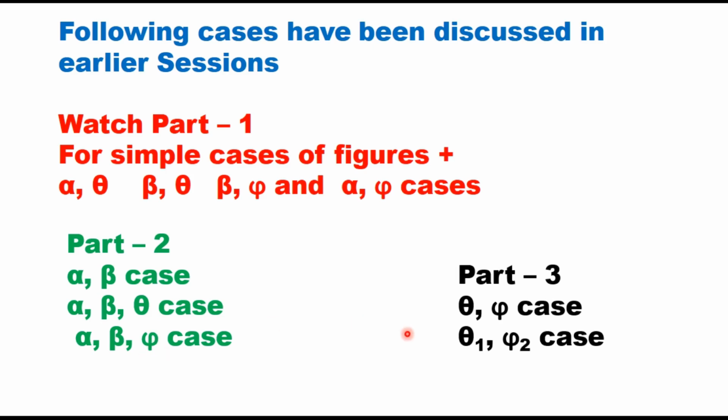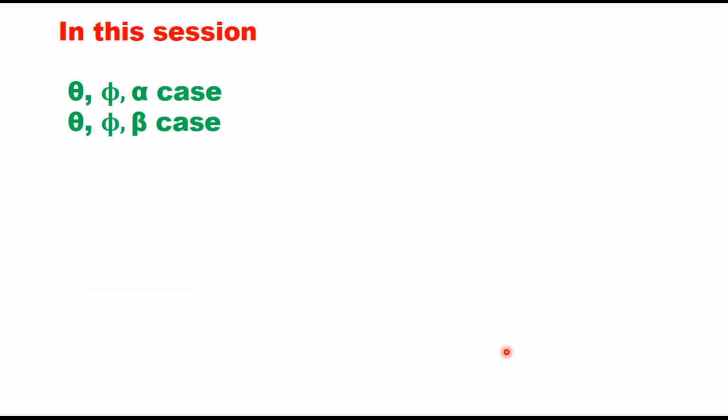That was the case when one edge of the plane figure is inclined to both reference planes, the horizontal plane and the vertical plane, or one edge is inclined to the horizontal plane and another edge is inclined to the vertical plane. Now these three parts we have discussed in earlier sessions. Today in this session we will discuss the theta phi alpha and theta phi beta cases.